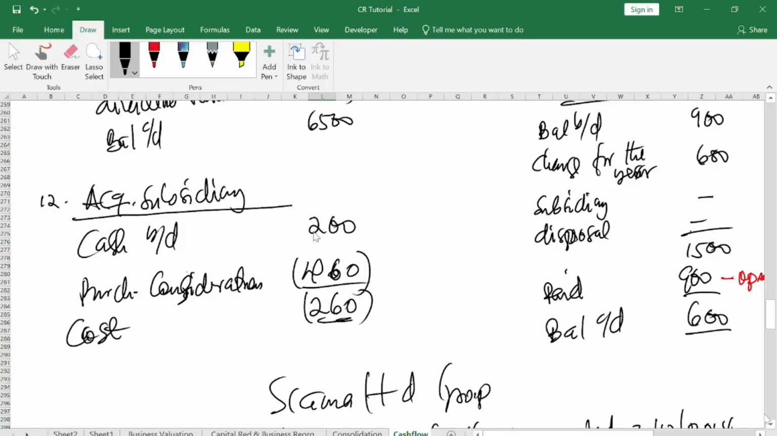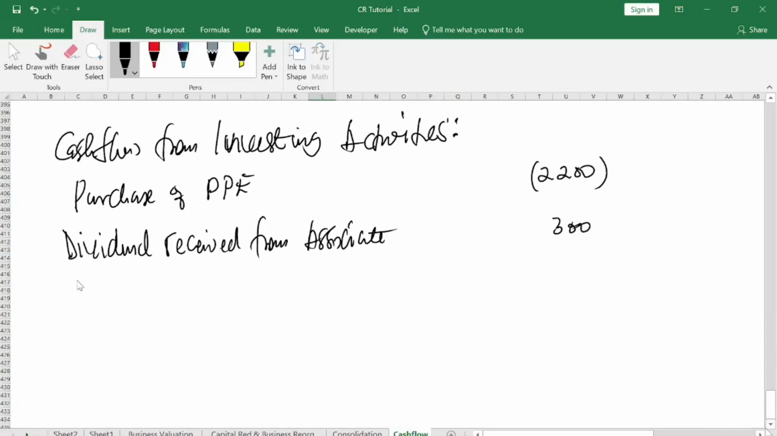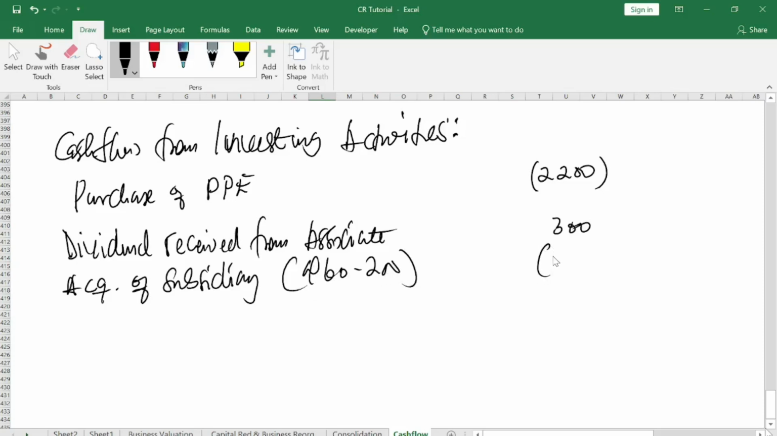The subsidiary has a cash balance of 200 in its books, and you acquired it at 460. Clearly, the actual cost is 260 because you are going to take over the 200. Do you understand? So all of them come under the investing activities. You have acquisition of subsidiary, which is 460 minus 200. That gives you negative 260.